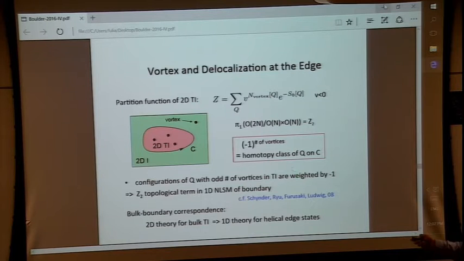What I'm saying here is that if you look at the bulk of a 2D insulator, there's also a contribution from pi1, and this is the vortex configuration. But in this geometry, when I have a topological region interfacing with a trivial region, the contribution from the number of vortices in the bulk is equal to the contribution from the boundary. Okay, there's an exact bulk-boundary correspondence. Yes.